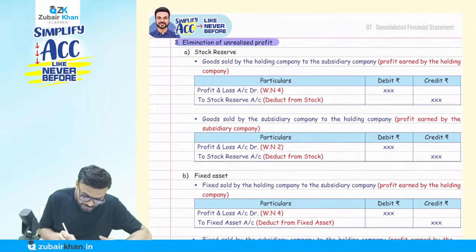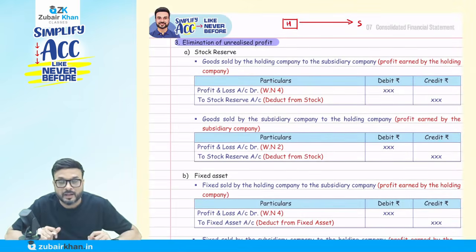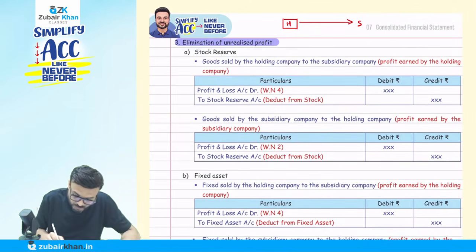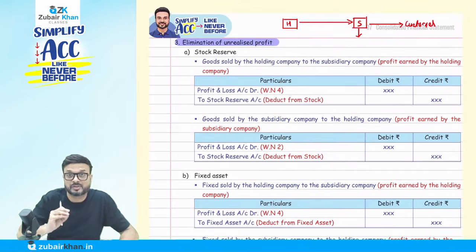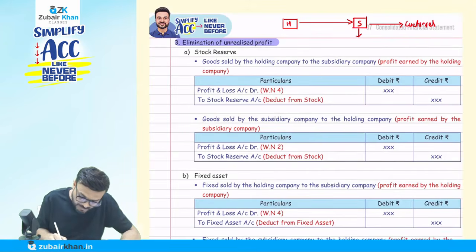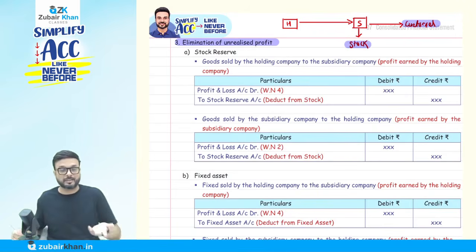What happened here? Now it might happen that goods are sold by the holding company to the subsidiary company. Let me write H and S. Listen carefully. Suppose the holding company sold goods to the subsidiary company. Nothing wrong in that. If the subsidiary company sold these goods to customers, then there is no problem. But it might happen that some of the goods sold by the holding company to the subsidiary company might still be in stock. Some they have sold to customers, or some might be in stock that year.